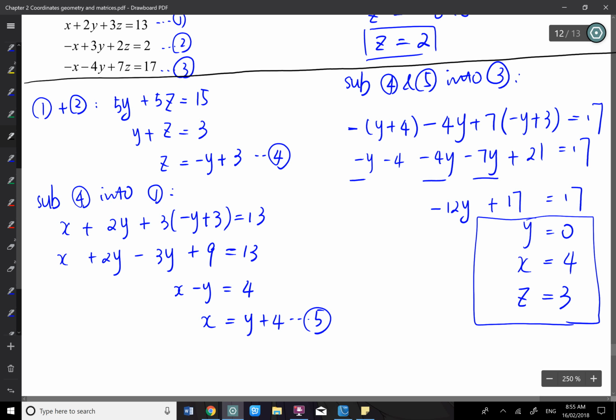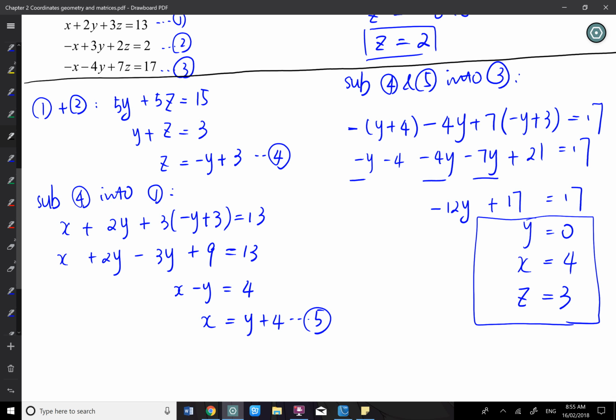Then we have z in terms of y, and x in terms of y. We will sub both equations into the last equation, which we haven't used before. Well, if you use 2 and 3, then just sub into the first one. If you use 1 and 3, then sub into the second one. So sub into the equation you haven't used yet.